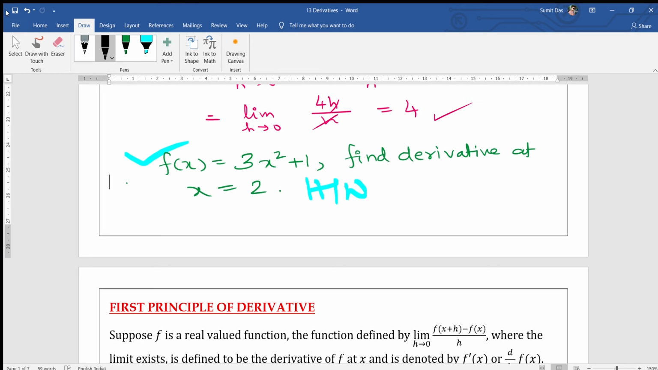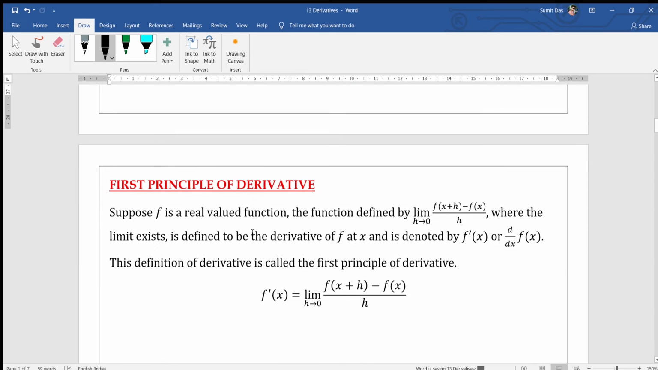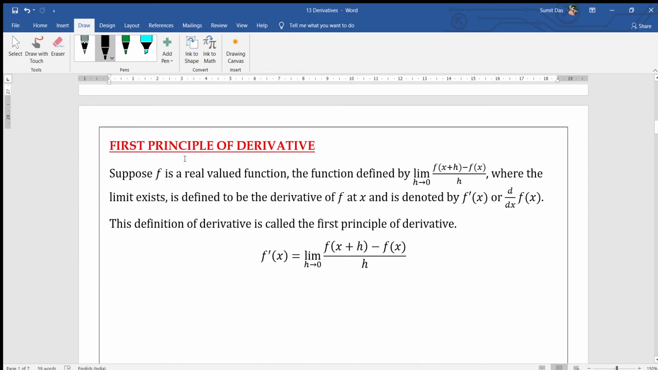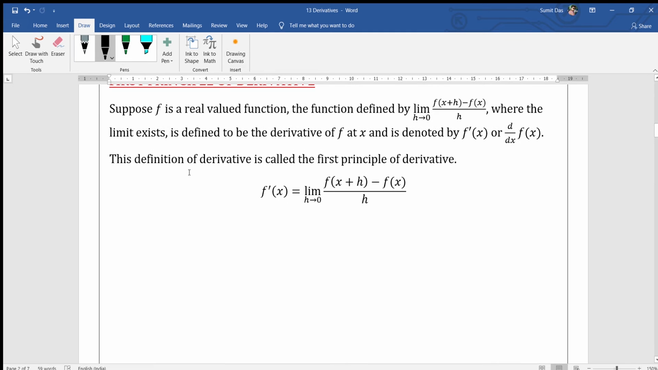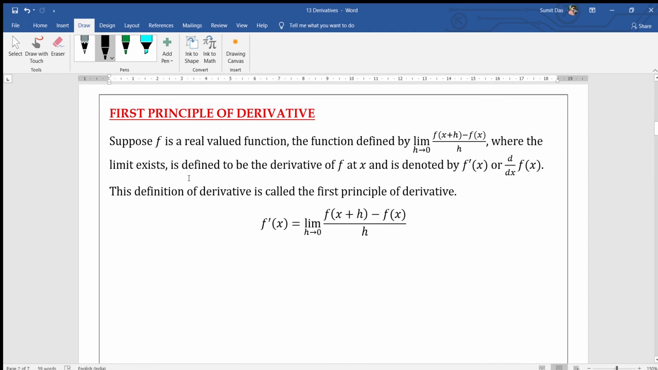Okay. Let's explain our first principle. This is very important. This formula is important for the JEE also. So this is the first principle of the derivative. The first principle of the derivative is saying that suppose f is a real valued function.